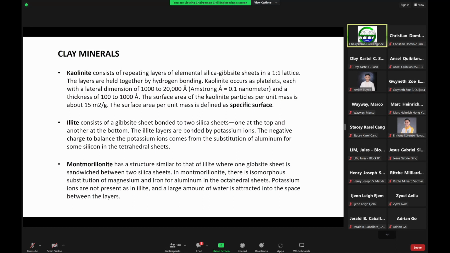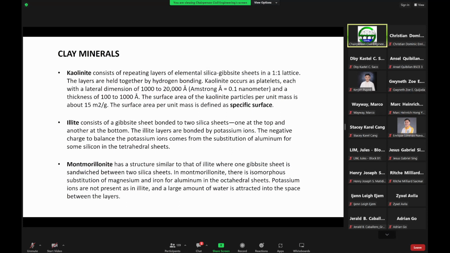Now, Montmorillonite, which again, for me is the most problematic of these clay minerals, has a structure similar to that of illite, where one gibbsite sheet is sandwiched between two silica sheets. In Montmorillonite, there is isomorphous substitution of magnesium and iron for aluminum in the octahedral sheets.